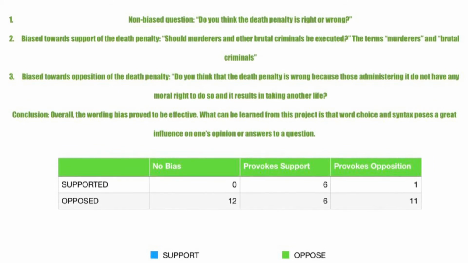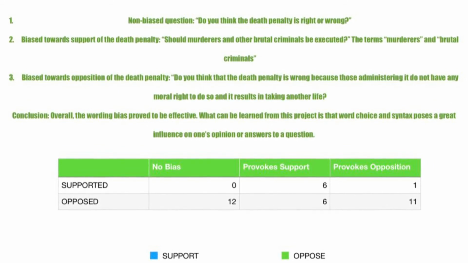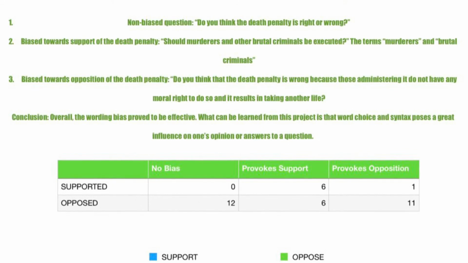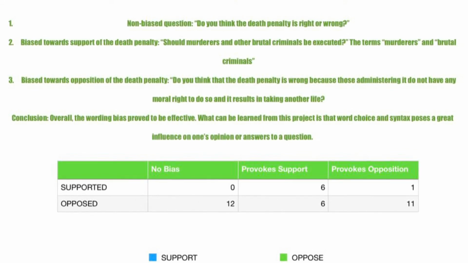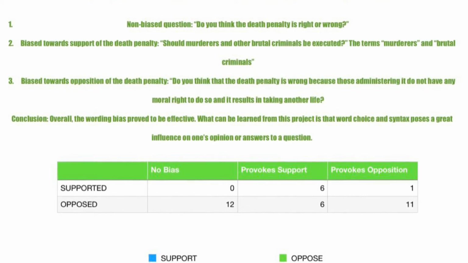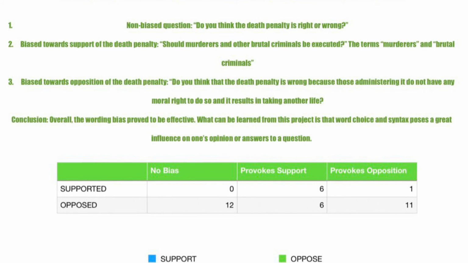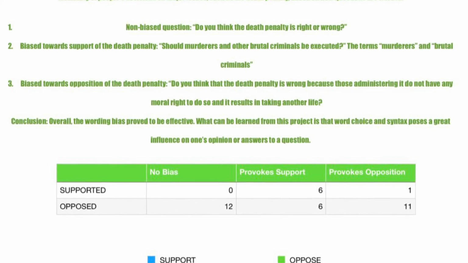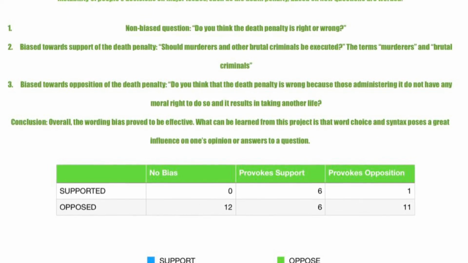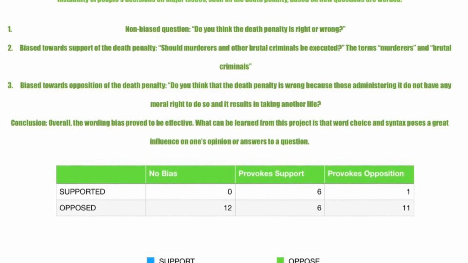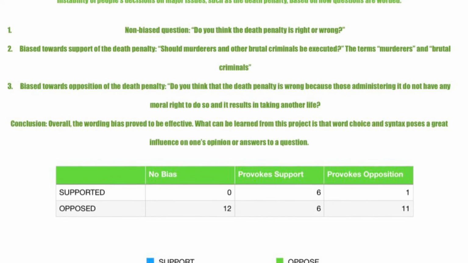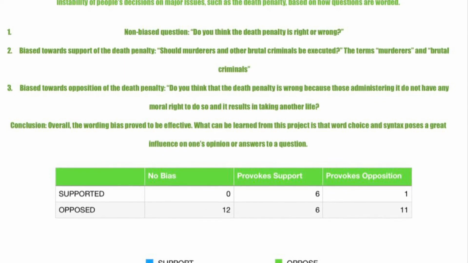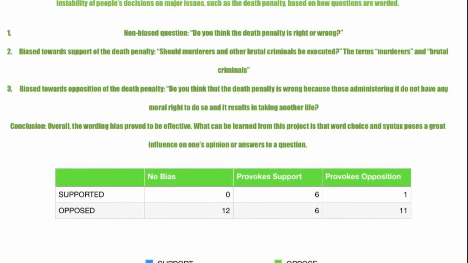In the question that was meant to induce support for the death penalty, support increased by 50% compared to Group 1 and 41% compared to Group 3. As for the question that was meant to induce opposition against the death penalty, there was a 41% increase in opposition compared to Group 2. With these results, it can be concluded that the wording bias proved effective on provoking certain responses from the experimental units. The only problem that was encountered during the procedure was non-response bias from 4 of the experimental units. These units were promptly replaced through random assignment.